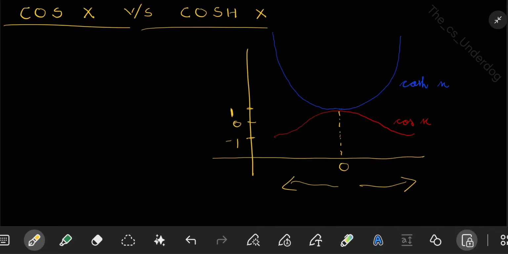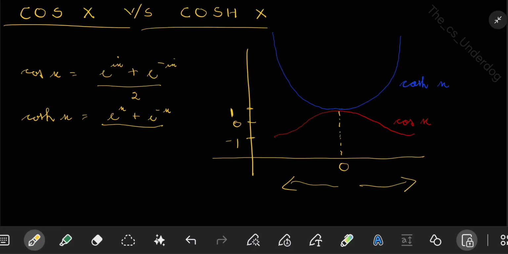Next, I'll write the mathematical formulation. For cos x, how you generally write it is, cos x can be written as e power ix plus e power minus ix, whole divided by 2. But if it is cosh(x), you can write it as e power x plus e power minus x, whole divided by 2. So the imaginary part is gone when you went to cosh.